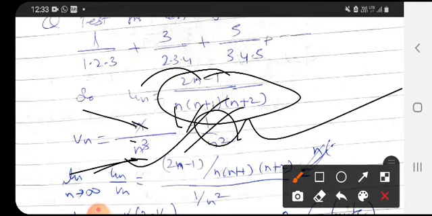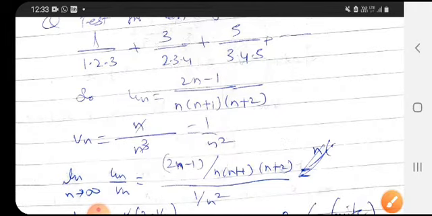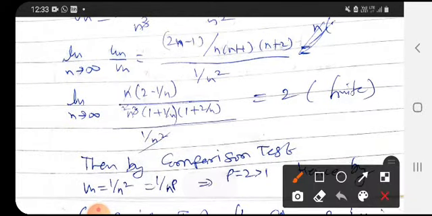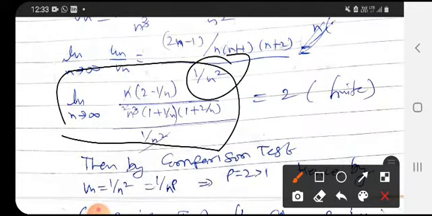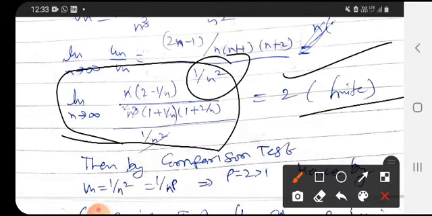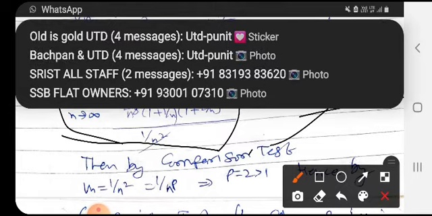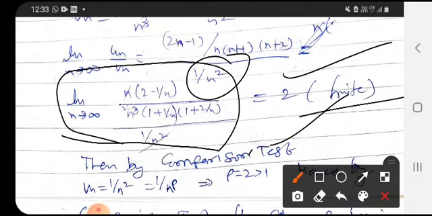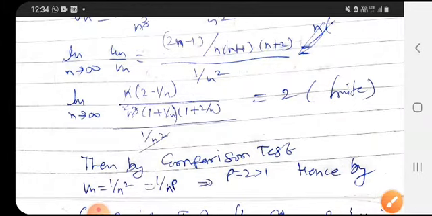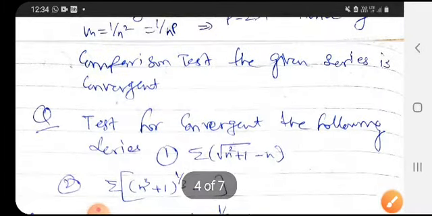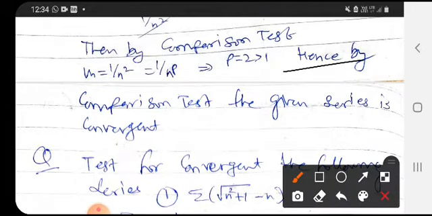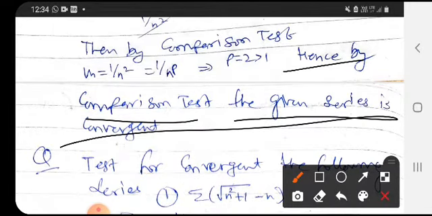Limit n tending to infinity un upon vn, that is 2n minus 1 upon n into n plus 1 into n plus 2, divided by 1 upon n square. By simplifying we get a finite quantity. That's why by the comparison test, vn is equal to 1 upon n to the power p. Here p is equal to 2, which is greater than 1. Hence by the comparison test the given series is convergent.